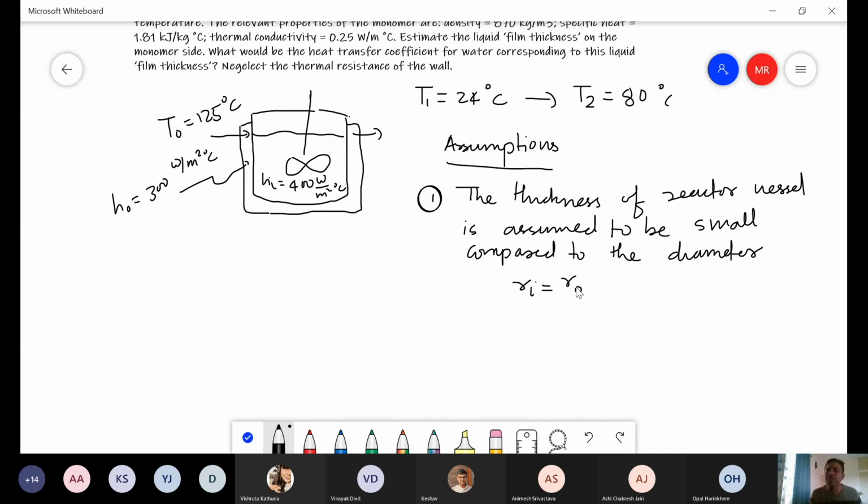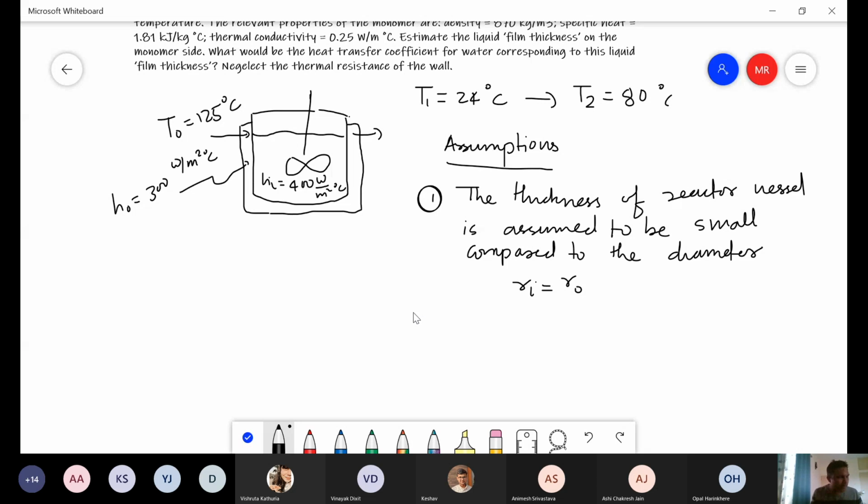This is the realistic assumption because the volume of the reactor is 6 meter cube, isn't it? So compared to that, definitely the reactor thickness will be very small, isn't it? So compared to the reactor diameter or radius, the thickness of the reactor wall is going to be very small. So this is a realistic assumption.